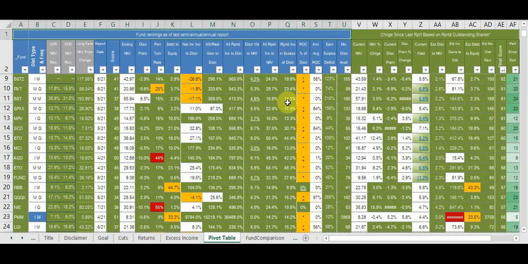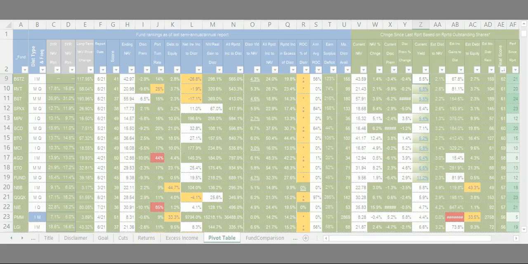Well, the first step is to decide on what is most important to you in a closed-end fund. Is your primary goal funds that have the highest returns over the long term, the biggest discounts, the lowest portfolio turnover rate, the least amount of debt, the highest amount of net income and capital appreciation, the lowest distribution yield to NAV, the lowest return of capital, or the highest yield?